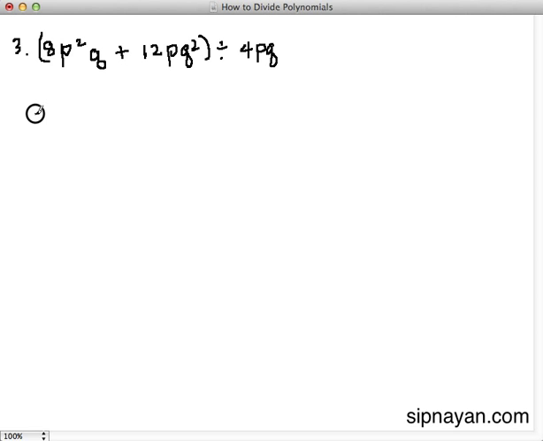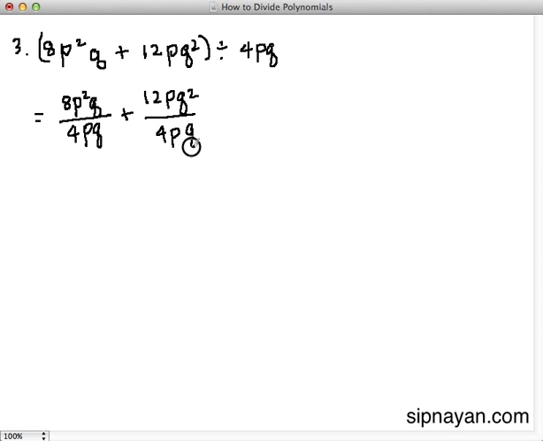So again, pwede natin i-distribute 8p squared q divided by 4pq plus 12pq squared divided by 4pq. And then 8 divided by 4 is 2. P squared divided by P is P, may matitirang isa sa taas. And then Q divided by Q is 1. So, hindi na natin siya kailangang isulat.